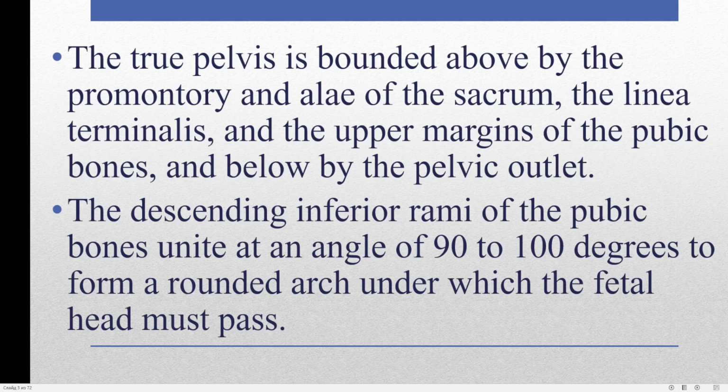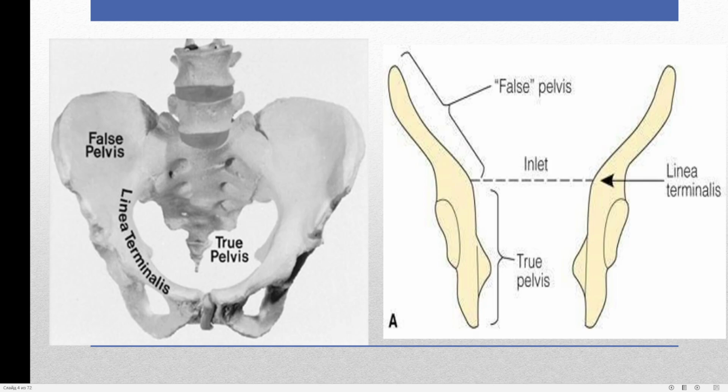The descending inferior rami of the pubic bones unite at an angle of 90 to 100 degrees to form a rounded arch under which the fetal head must pass. Again, in this picture you see what is the false pelvis, what is the true pelvis, and the border between the two types of pelvises. It's the linea terminalis, or its first plane, the plane of the inlet.